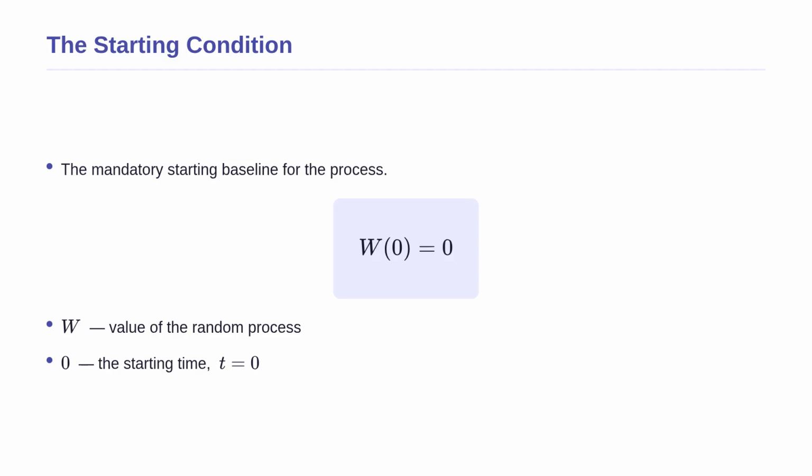Let us look at the mathematical form of our first rule. This equation simply states the mandatory starting condition of the Wiener process. The symbol W represents the value of our random process, and the 0 inside the parenthesis is our starting time. This tells us that at the very beginning of our observation, the value is exactly 0. There is absolutely no randomness or uncertainty at the starting line. If we are modeling a stock's random fluctuations, we must start counting those fluctuations from a baseline of 0 at the present moment, tracking only the changes from this point forward.